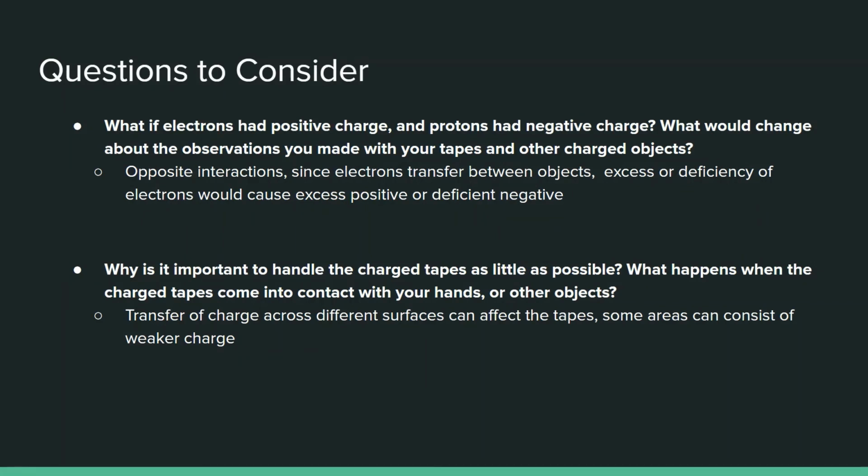Some questions to consider. If electrons had a positive charge and protons had a negative charge, this would ensure that opposite interactions would occur from what we can see before. Since electrons transfer between objects, an excess or deficiency of electrons would cause an excess of positive or a deficiency of negative. It's important to handle the charged tapes as little as possible because the transfer of charge across different surfaces can affect the tapes, and some areas can have weaker or stronger charge depending on different objects interacting with them and causing a transfer of electrons.